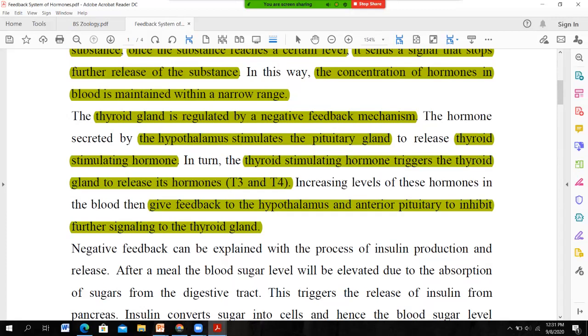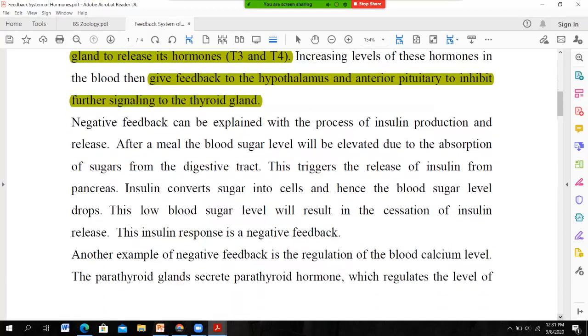So what happens? The hypothalamus secretes a hormone that stimulates the anterior pituitary gland to release thyroid stimulating hormone. Thyroid stimulating hormone acts on the thyroid gland to release T3 and T4. When the level of T3 and T4 is high, it signals the hypothalamus and pituitary gland to stop further secretion of thyroid hormone.